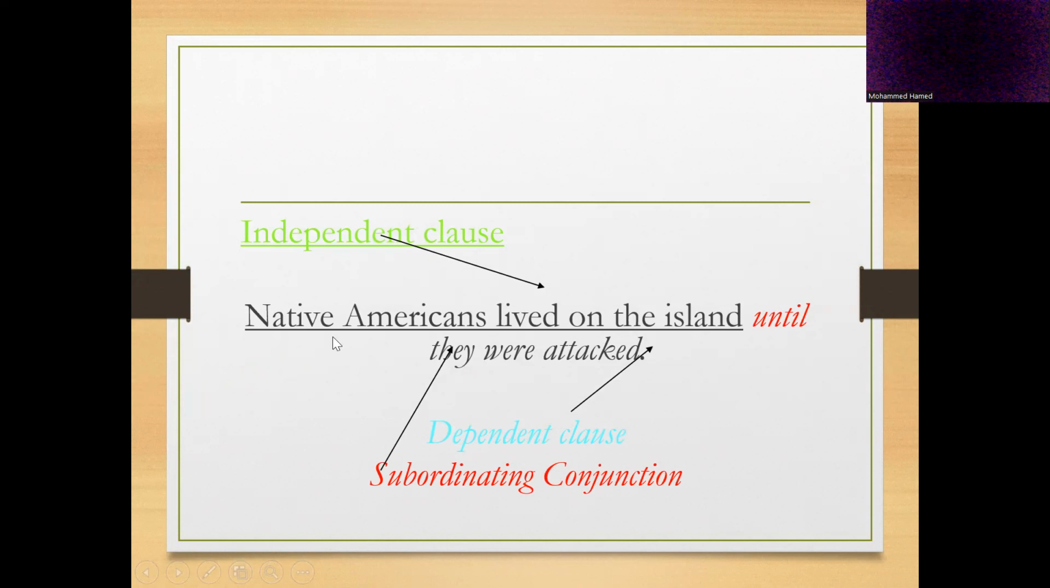Also, another example, Native Americans lived on the island until they were attacked. So Native Americans lived on the island. Yes, this is independent clause. Until they were attacked, this is subordinate one or dependent one, which means it always needs another sentence to give it complete meaning.